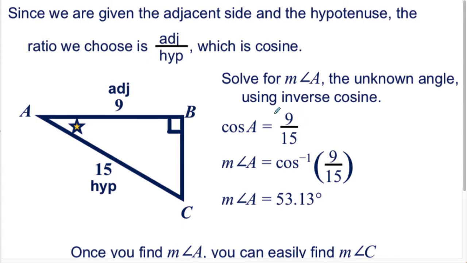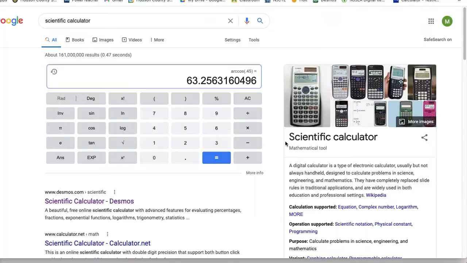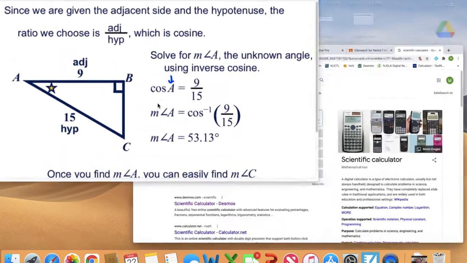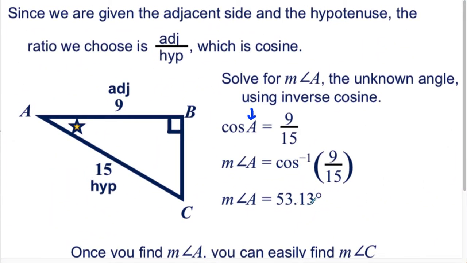Okay, so now to reverse this, we're going to take the inverse cosine of 9 over 15 and we will get angle A. If you go to your calculator, you go to inverse cosine, and in the parentheses you put 9, which is the adjacent side, divided by 15, which is the hypotenuse, and then you should get 53.13, just like what they got, 53.13 degrees.